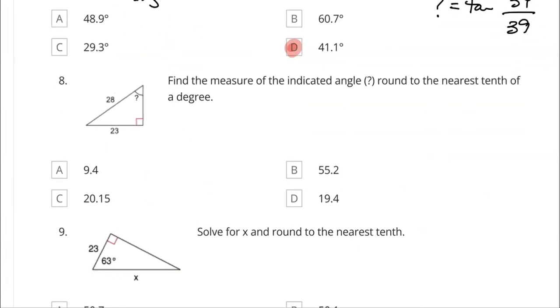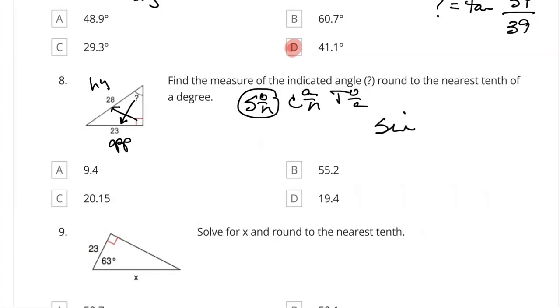Find the measure of the indicated angle and round to the nearest tenth of a degree. So this is also a chance to practice rounding. All right, here's the angle. So that is opposite, and this is across from the right angle. So that's going to be hypotenuse. And SOHCAHTOA tells us that when we have opposite and hypotenuse, we're going to use sine. So here's your setup. The sine of the question mark angle equals 23 over 28. Okay, that's your trig ratio.